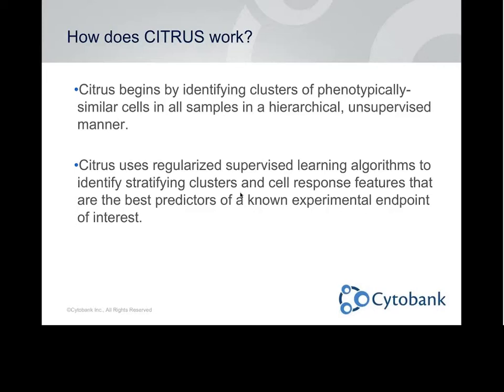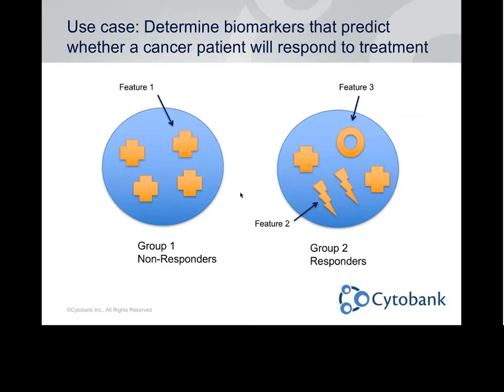Citrus begins by identifying clusters of phenotypically similar cells in all samples in a hierarchical, unsupervised manner. This is similar to how SPADE produces its tree. Basically, it takes groups of phenotypically similar cells and puts them into these nodes. After that, however, Citrus uses regularized supervised learning algorithms to identify stratifying clusters and cell response features that are the best predictors of a known experimental endpoint of interest. So after it has built this phenotypic tree, it says, all right, now using these clusters, what's different between the different samples? So here's a brief little cartoon describing what features in a group might look like.